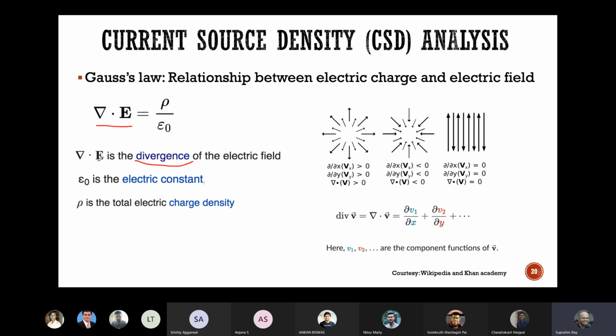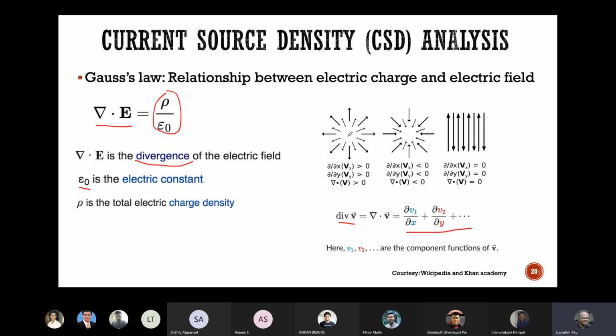And if you take a dot product with E, taking the dot product essentially gives you back a scalar. It's the change in E1 plus the change in E2 plus the change in E3, where E1, E2, E3 are the components of the field in the X, Y, and Z directions, and you sum them up. This gives the divergence, and that is equal to the charge normalized by what is called the electric constant, denoted by epsilon.